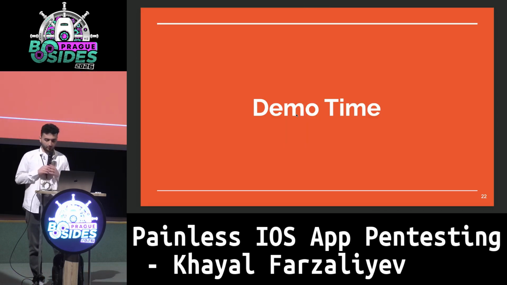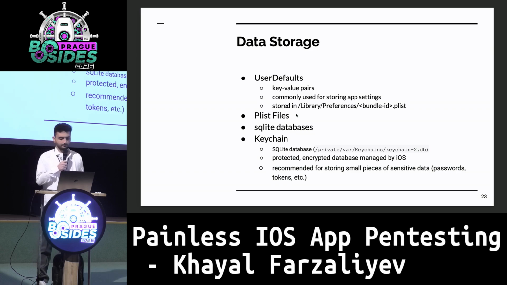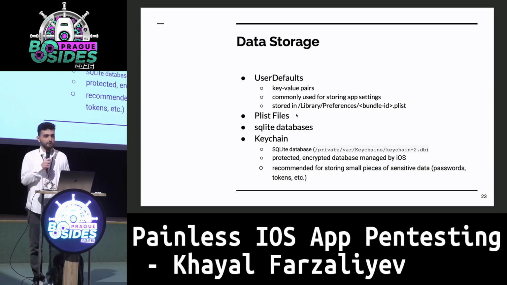So here we go, moving to the demo part, where we will see these main three attack vectors in action. The first one we will look at is data storage. On iOS apps, there are multiple data storage options. UserDefaults is the most basic one. Developers love it because it's very easy. It's just key-value pairs, and it's stored in the Library/Preferences/bundle-id.plist file. It's stored unencrypted, so it's not protected. If we find any sensitive items stored in UserDefaults, that's certainly a finding.